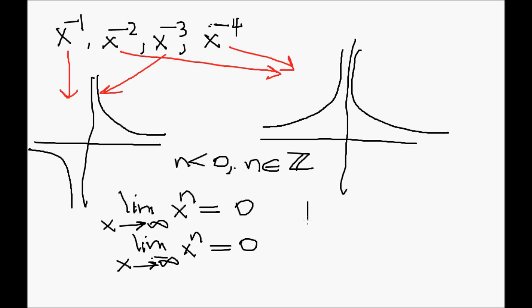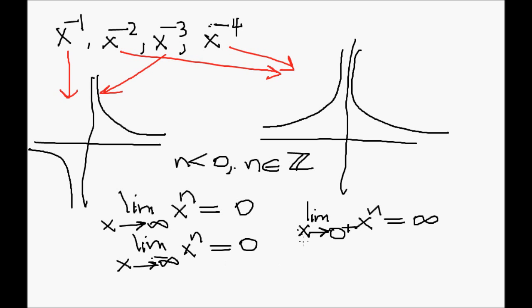Okay, let's now take a look at the limit as x approaches 0 from above of x to the n. Either way, if x approaches 0 from above, 0 plus, then the y-coordinate is blowing up positive. So this is equal to plus infinity.